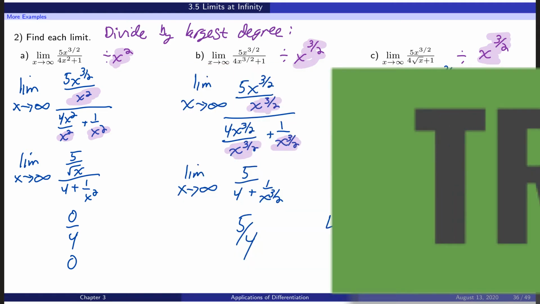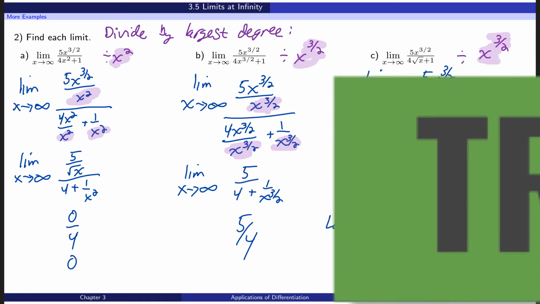So here's the answer. Divide by x to the 3 halves, divided by x to the 3 halves, x to the 3 halves. 5 in the numerator, 4 in the denominator, 1 over x to the 3 halves. As x gets huge, when you square root it but then cube it, it still becomes a very large number in the denominator, so that's 0. Final answer is 5/4. Go ahead and try the third one. Divide every term by x to the 3 halves.